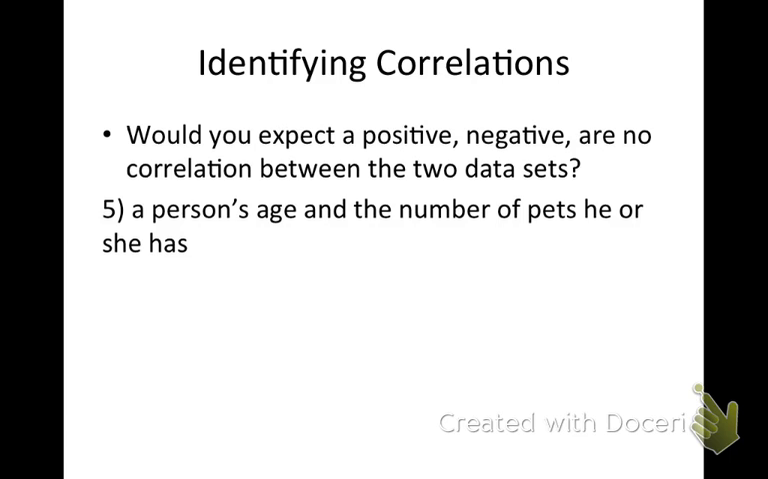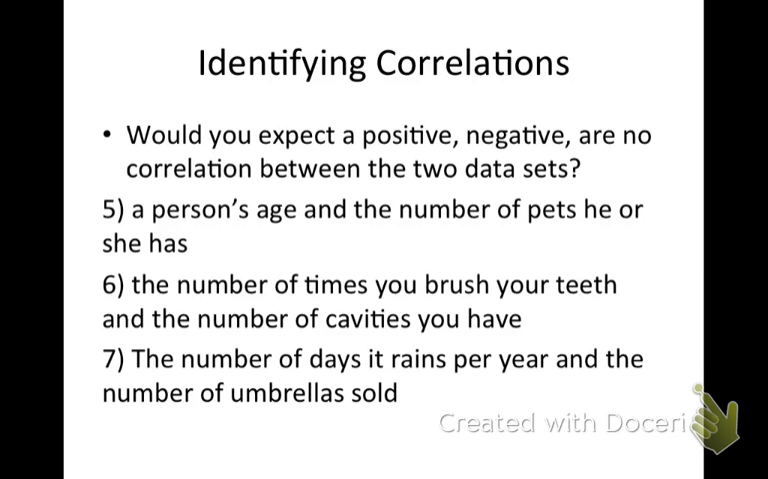So let's look at the first one. Okay, first one, number 5, says a person's age and the number of pets he or she has. So is there any type of correlation between a person's age and the number of pets he or she has? No. There'd be no correlation there. Could you be a 20-year-old and have 5 dogs? Could you be an 80-year-old and have 5 dogs? Yeah, there's no correlation there, okay? And you can be a 20-year-old and have 20 cats. Okay, there's no correlation between the age and your pets.